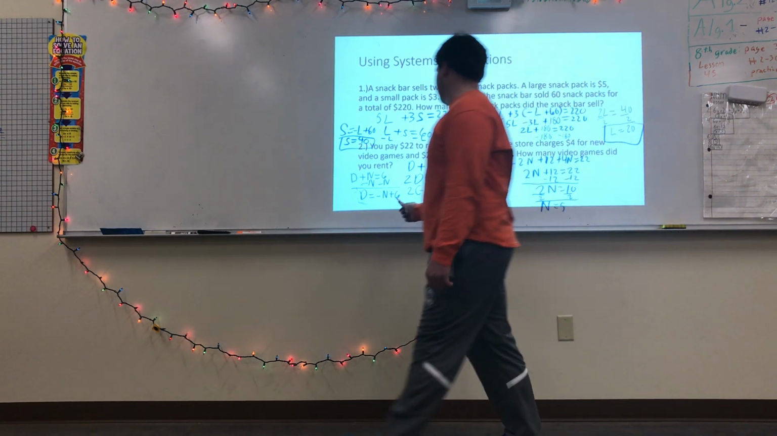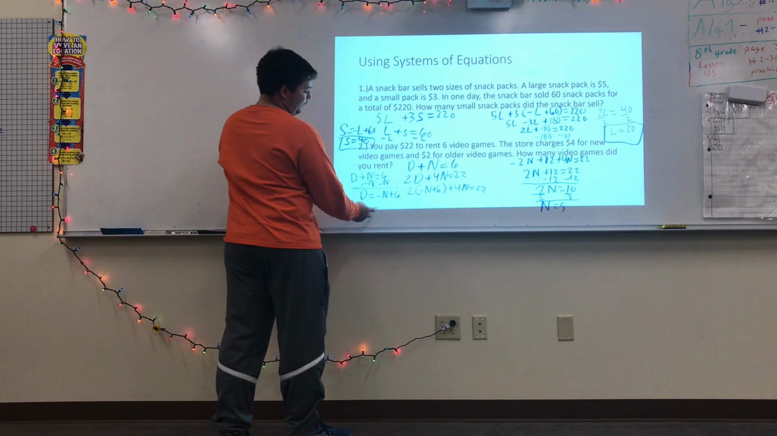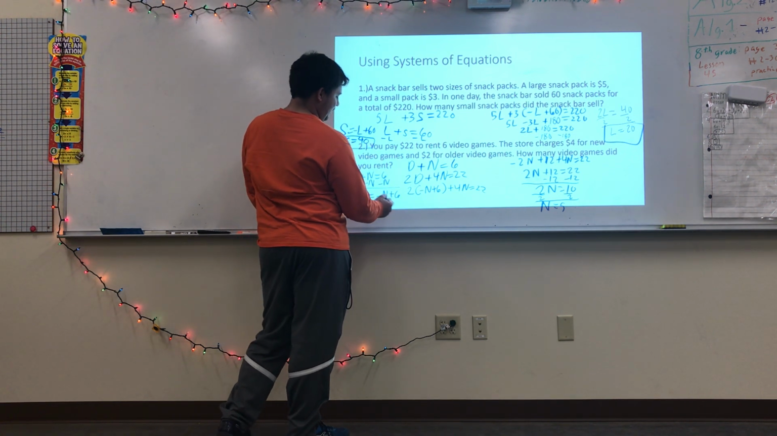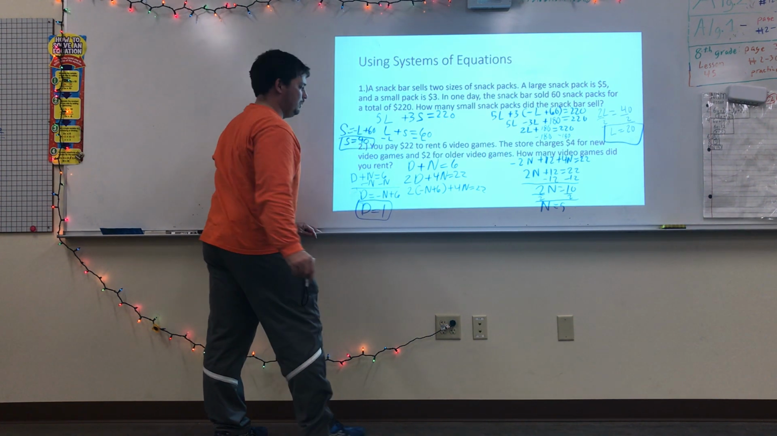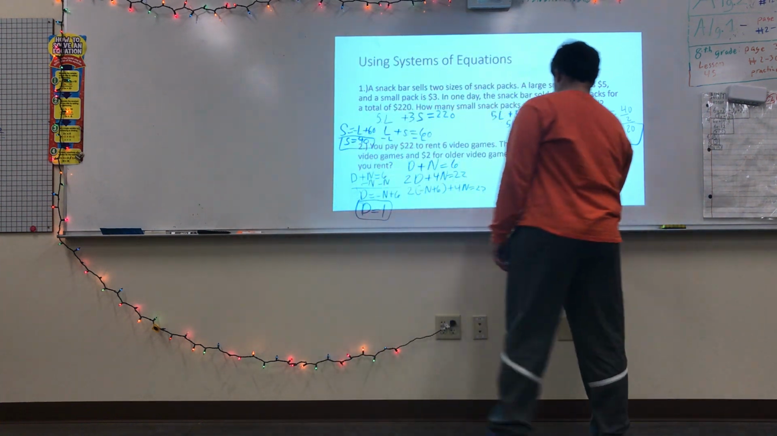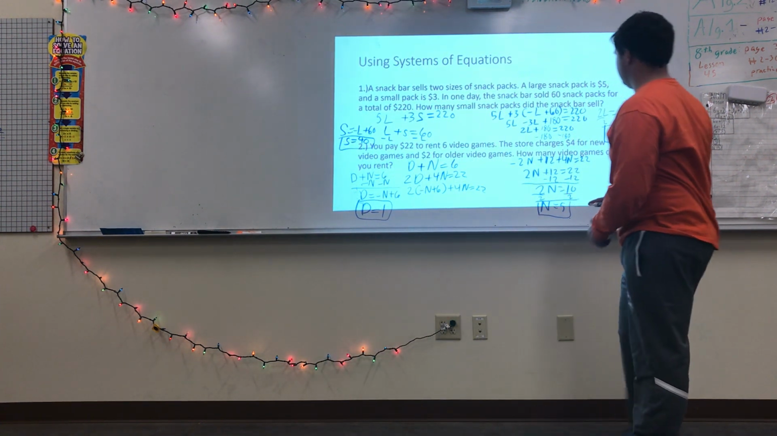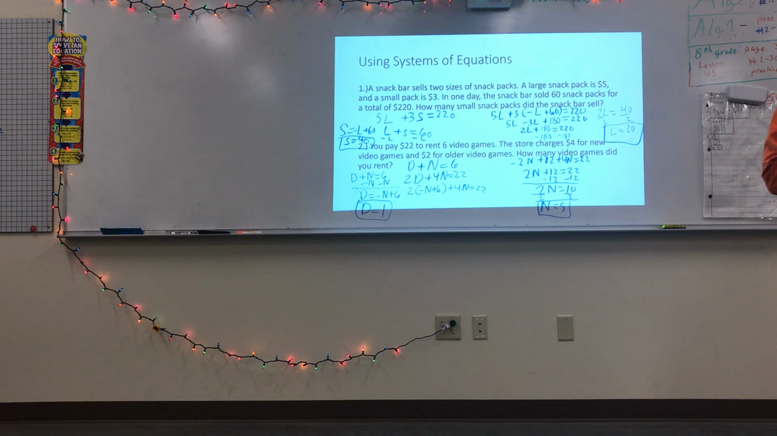I'd go back into this equation. You're going to sub it in for n. You're going to get negative 5 plus 6. So D, standing for old, was 1. Okay.